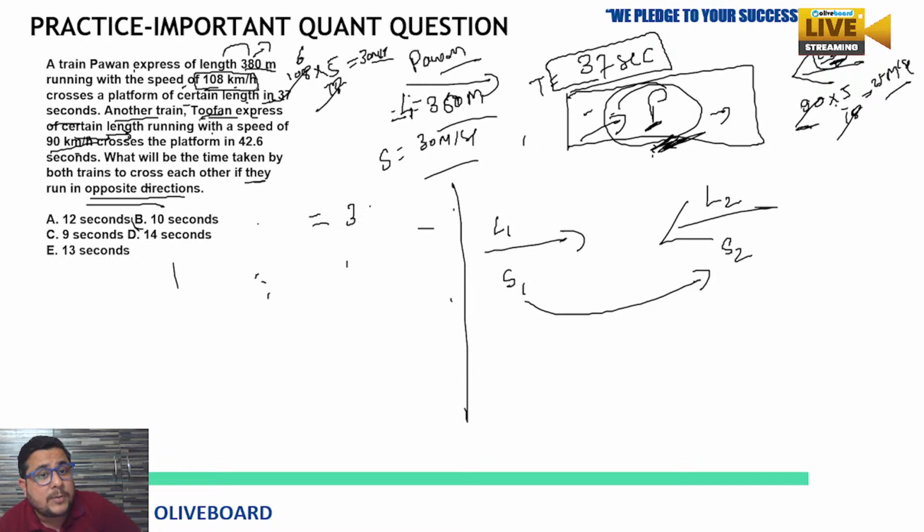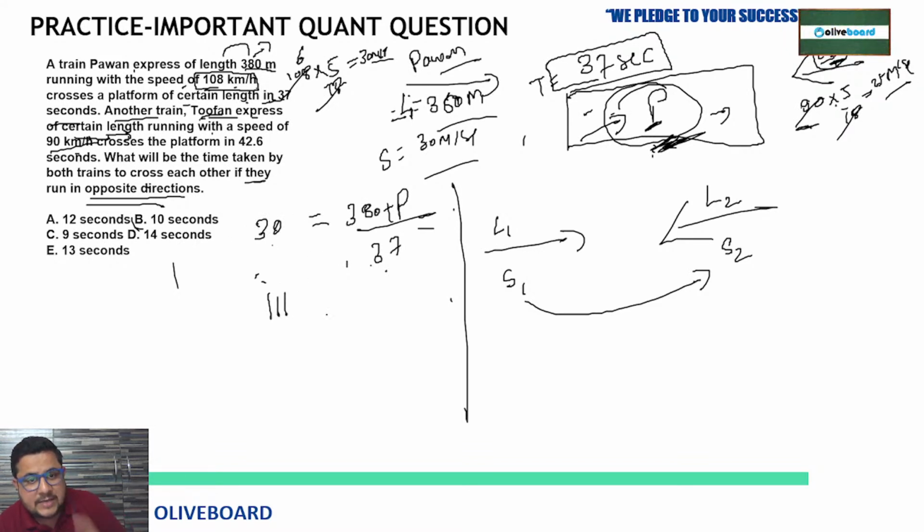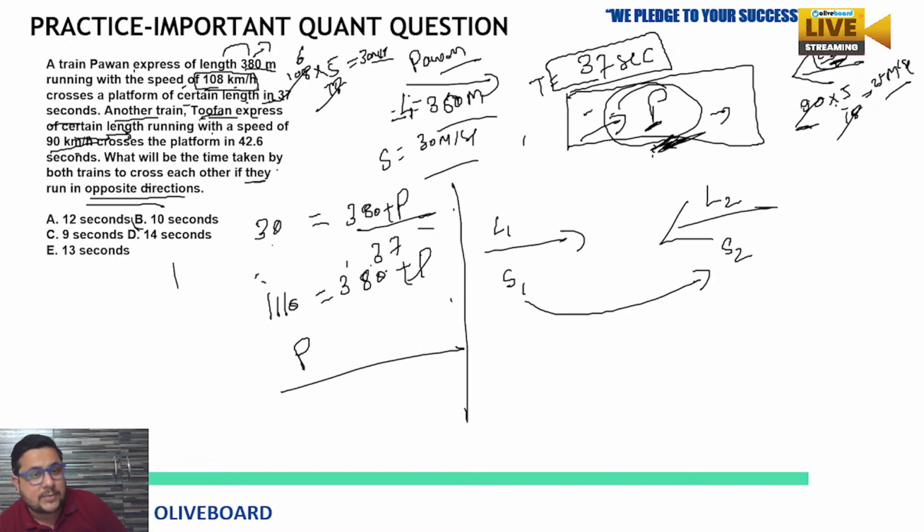So how much was it? 380 plus P, upon the time, that is 37 seconds, and the speed is 30. So 37 into 30, so what you will get? 37 threes are 111, so 1110. 380 plus P is equal to 1110. So the length of the platform you will get by the first relation, right? When the first train is crossing the platform, by that you can easily calculate the length of the platform which is needed. So 1110 minus 380 is going to be how much? That is going to be 730.